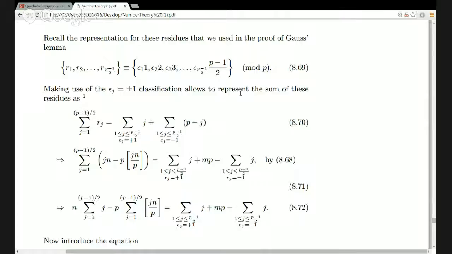We get this very interesting expression here. The sum of all the remainders rj, j goes from 1 to p minus 1 over 2, is adding up all the j's for which we have a plus sign, and separately adding up p minus j for all the j's for which we have a minus sign.